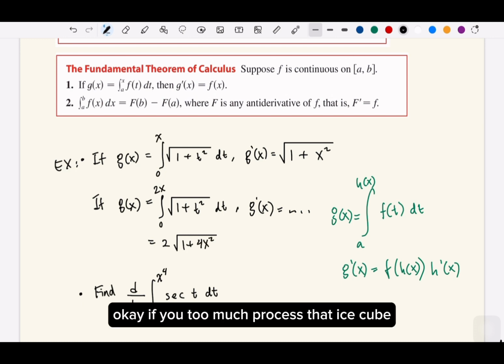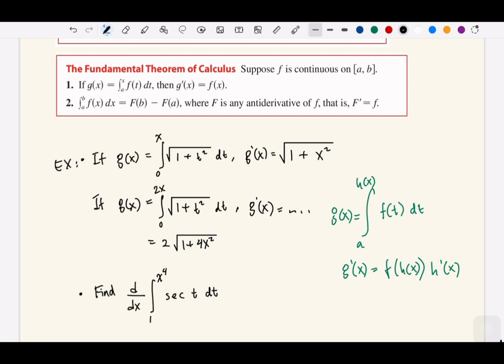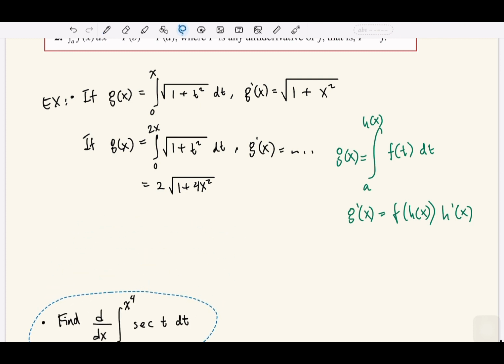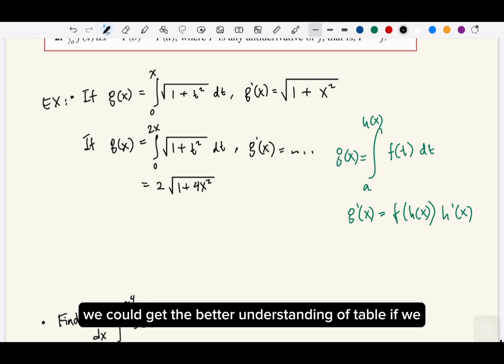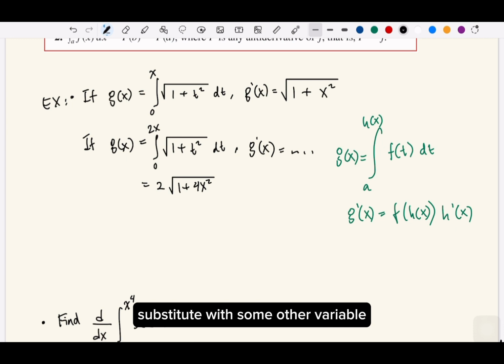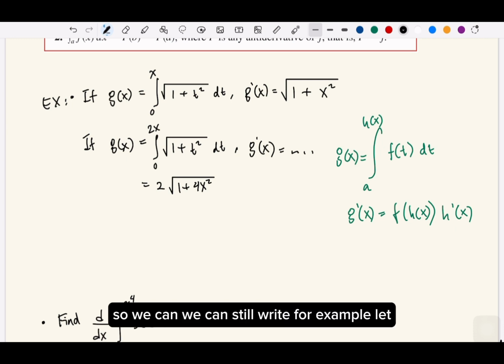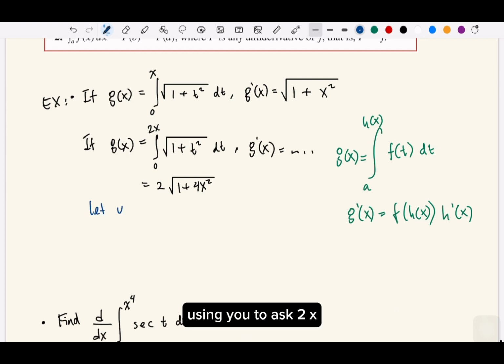Okay. Maybe too much process that I skip. I will write down later how we get here. Sometimes we could get a better understanding of the chain rule if we substitute with some other variable. Substitute these two x's. So we can still write, for example, let u be 2x.